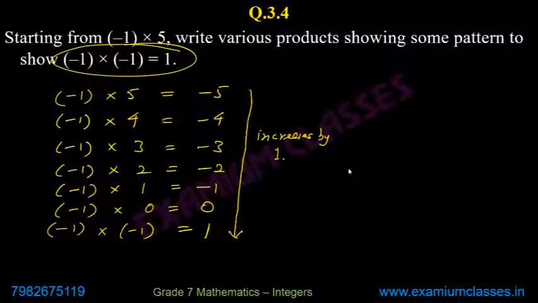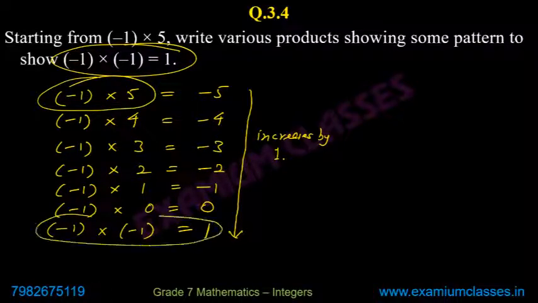So these are the patterns you have to write, starting from -1 into 5 till -1 into -1 gives you 1, according to the question.